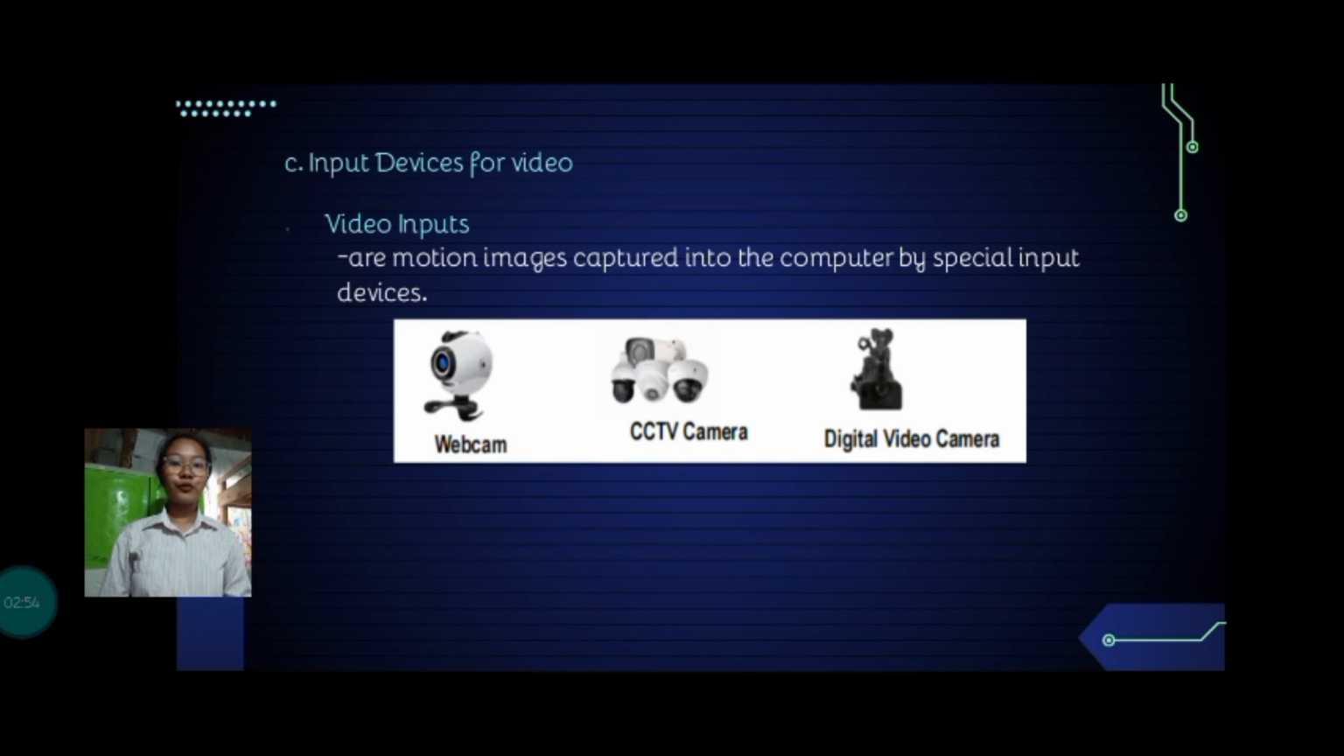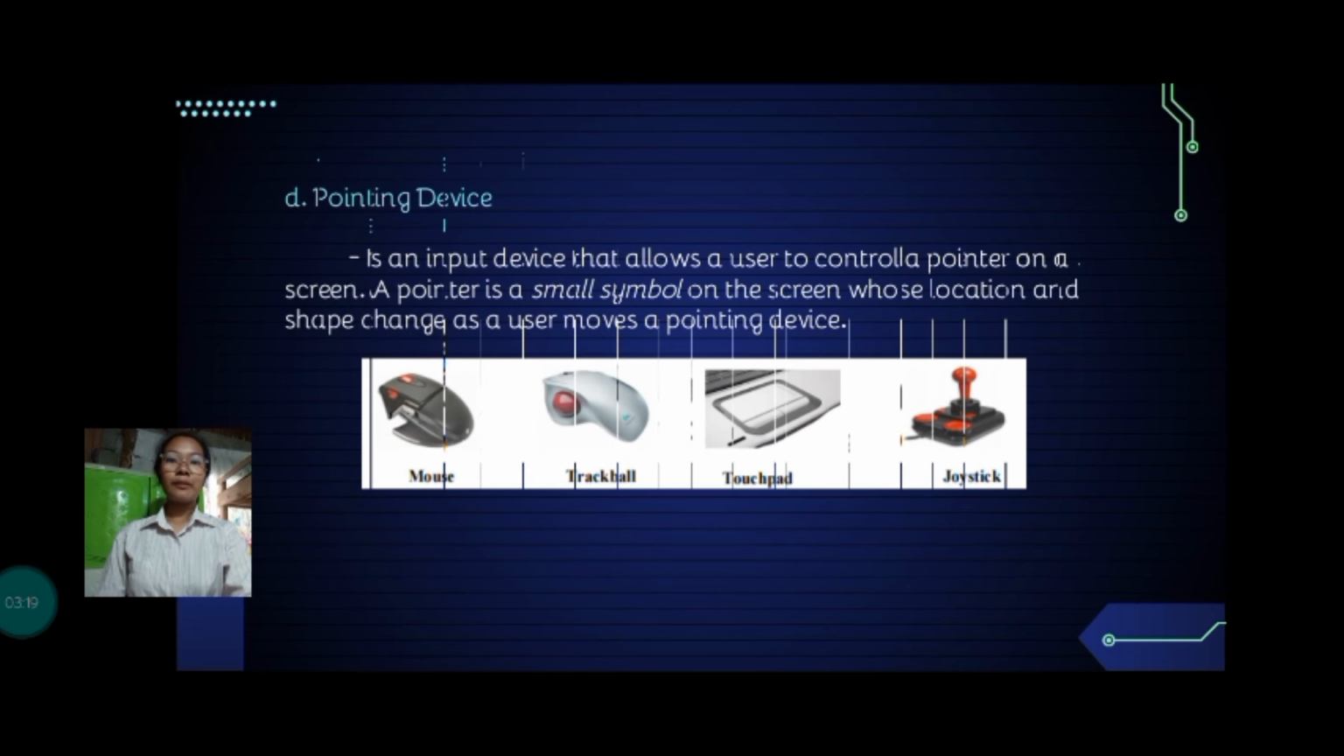Next is the input device for video. Video input refers to the method of transmitting video signals from a source device to a display device, and this device source, such as webcams, cameras, and digital videos.